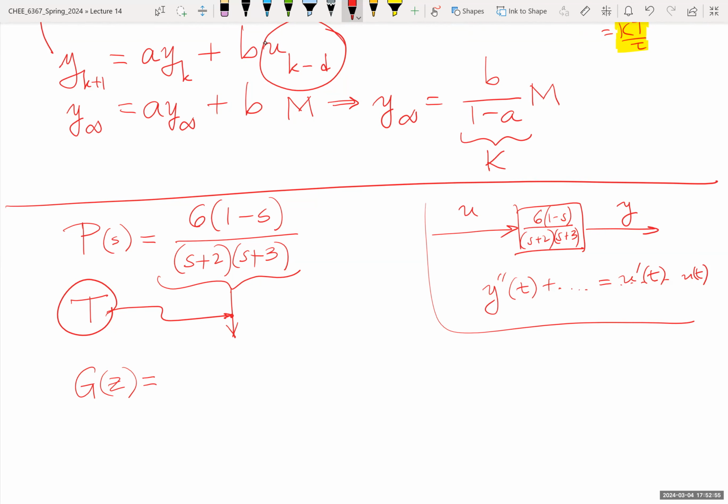First of all, this is simple. I'm going to split this second order transfer function into a sum of two first order systems. The denominators are going to be S plus 2, sorry, this, and S plus 3. Is this second order system stable?